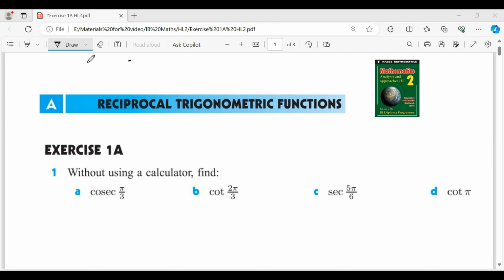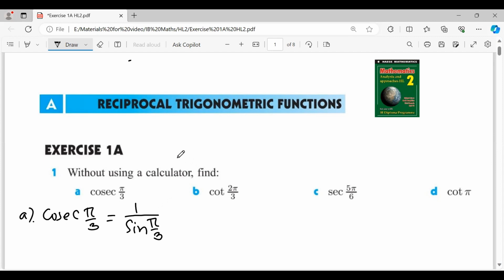Okay, number 1, 1A, cosecant pi third equals 1 over sine. Why? Because cosecant is inverse of sine, or sine is inverse of cosecant. So cosecant pi third equals 1 over sine pi third.